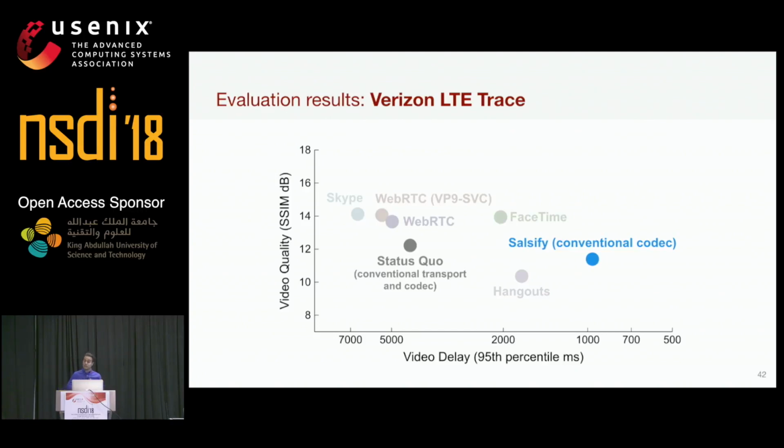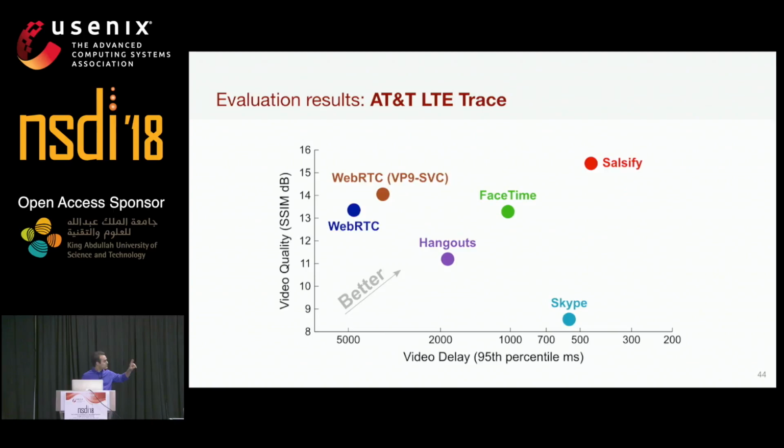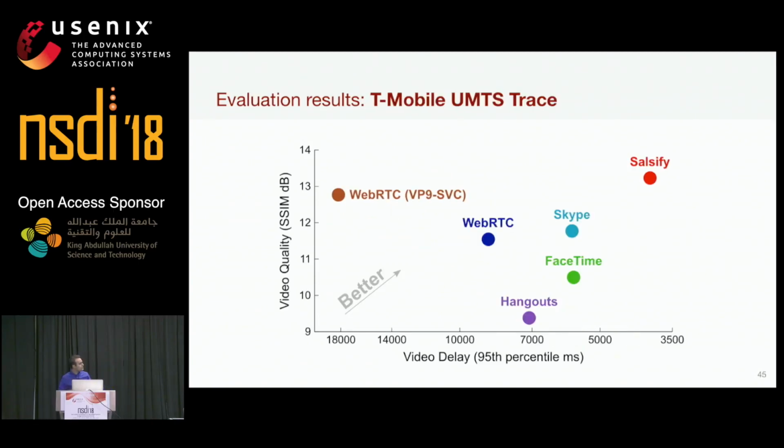And now, if we throw everything that we have, this functional video codec, this video over transport protocol, this unified control loop at the problem, the dot will go up there with better quality and better delay than any of the other systems. These are the results on Verizon LTE trace. You can see the results on AT&T LTE trace. And these are the results on T-Mobile UMTS trace.